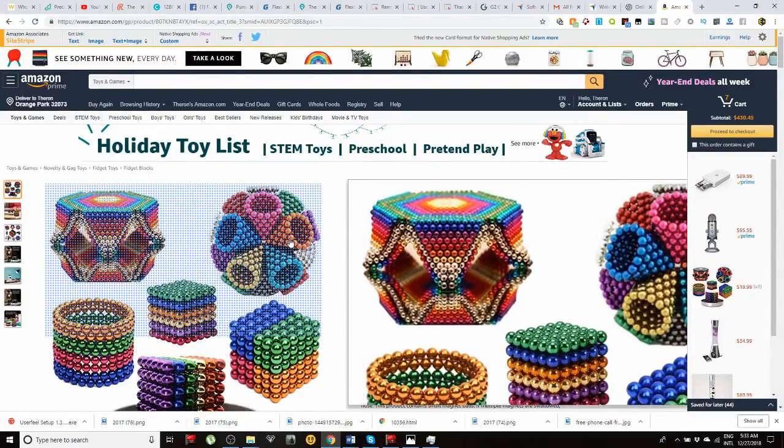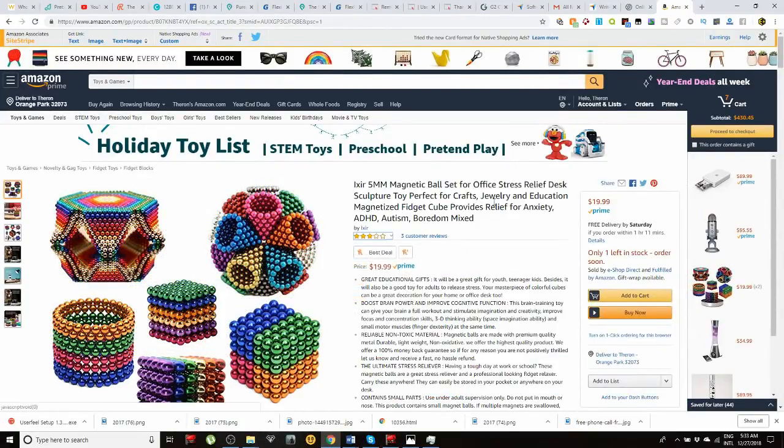So guys, the first thing that came to my mind here was, it says it's relief for anxiety, ADHD, autism, boredom mixed. So it's definitely a way to break away from the day-to-day life practices and do something interesting, if only for a moment. But guys, I think that's it though. Let's check out our paying websites.